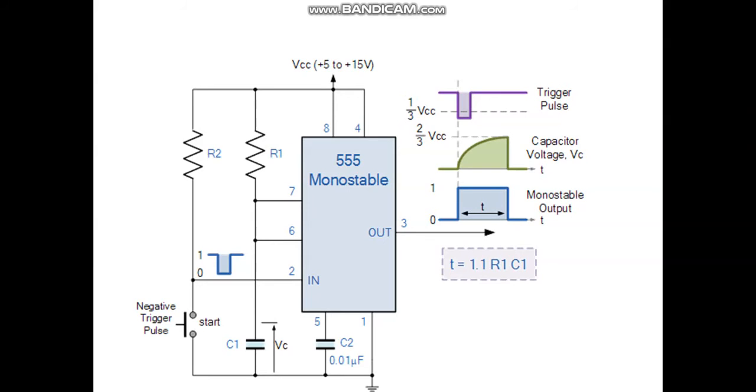So here this is the circuit diagram. When a negative pulse is applied to the triggering input, when I give a triggering pulse here at pin number 2, the internal comparator detects this input and sets the state of the flip-flop, changing the output from low state to high state. When the input goes below 1 by 3 VCC, the second comparator gets triggered, and it sets the flip-flop, changing the output from low state to high state.